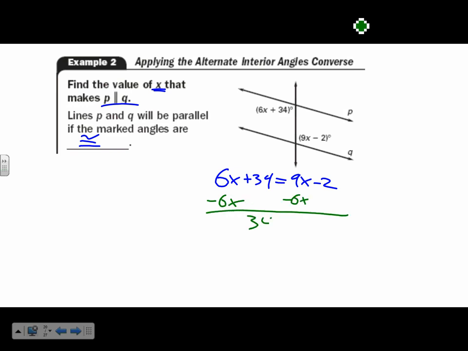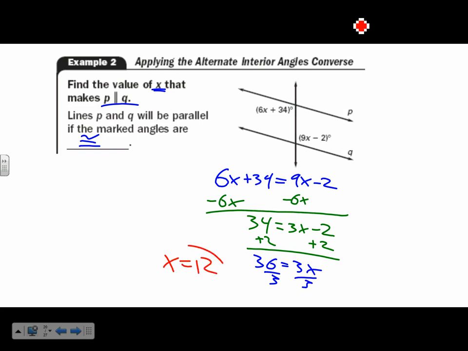34 is equal to 3x minus 2. Add 2. 36 is equal to 3x, divided by 3. We get x is equal to 12. Now remember, we haven't done this for a while, so remember, what are they asking for? They're asking us to solve for x, so we're good to go.